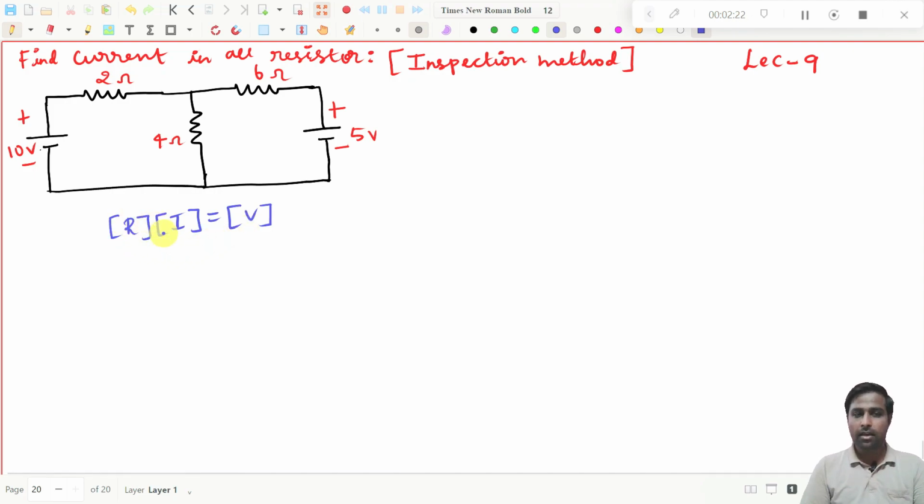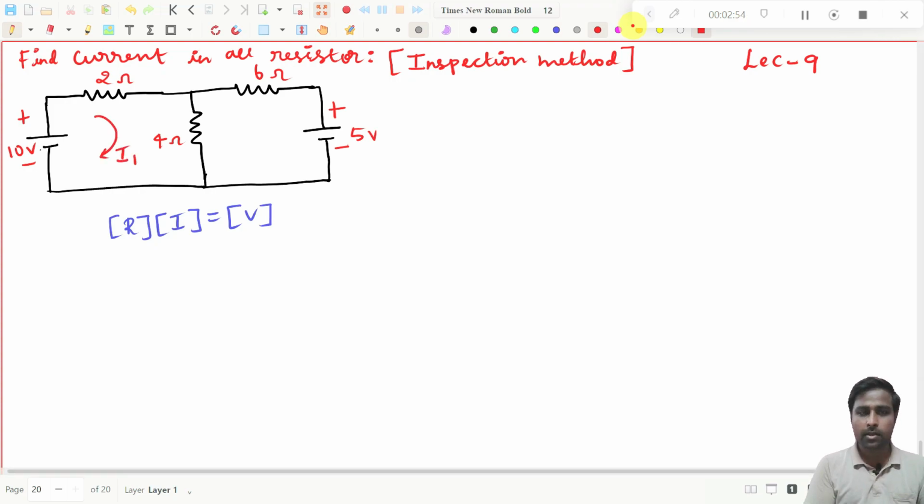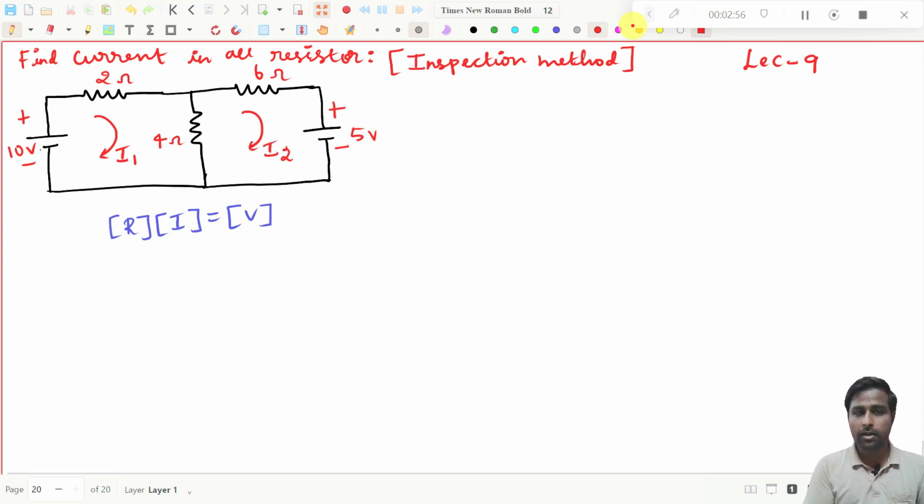See how you can determine the R matrix for this problem. I'm explaining for this problem, then you try to develop it with this knowledge for other problems. The dimension of this R matrix depends on how many loops you have. First, obviously, you take this as I1 and this as I2. It has to be done, because this is loop 1 and this is loop 2.